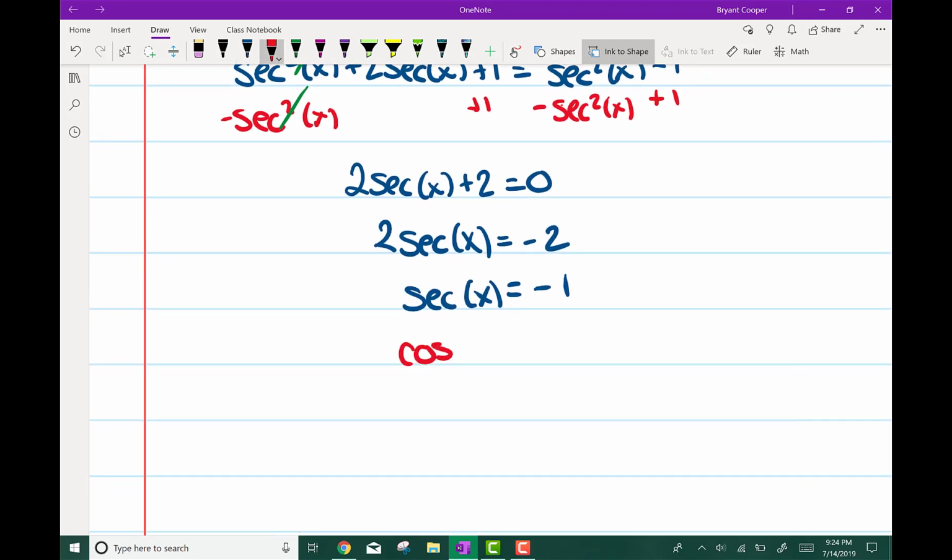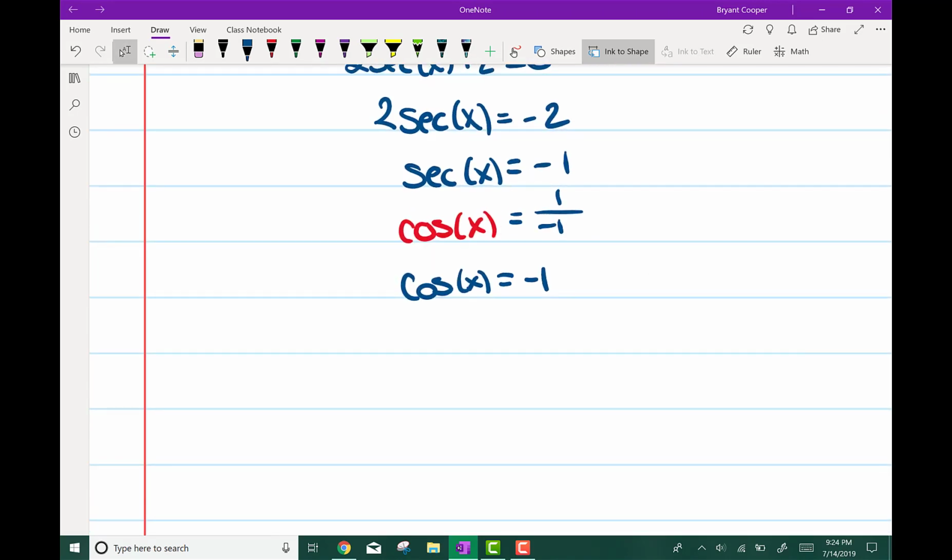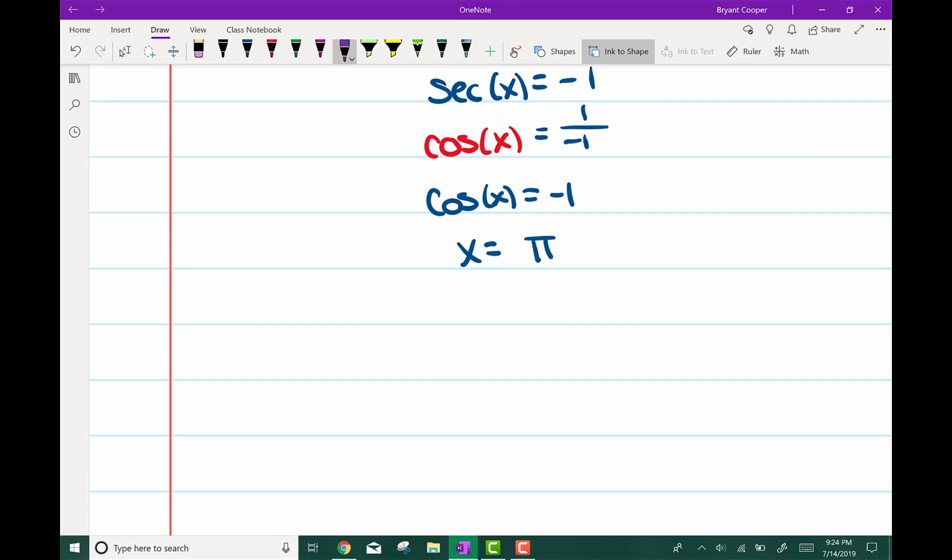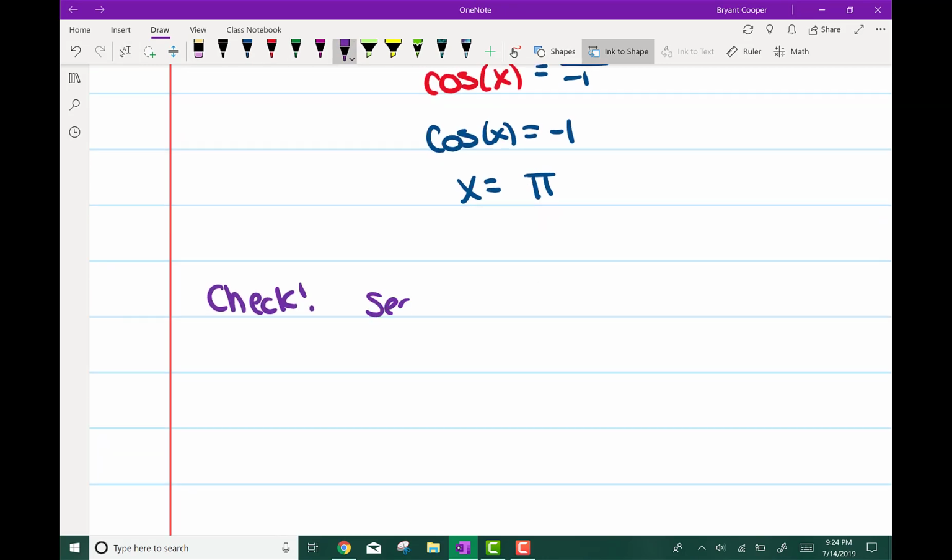And if you want to go ahead and turn this into cosine, you get cosine of x is equal to 1 over negative 1. So cosine of x is equal to negative 1, and cosine of x equals negative 1 at pi. Now, because we squared both sides, we do have to check our solution. So we're going to use our equation secant of x plus 1 is equal to tangent of x. And we're going to plug our solution of pi into our x value.